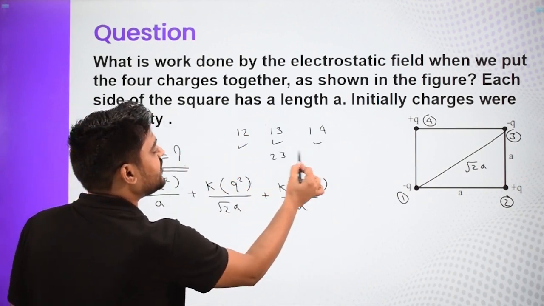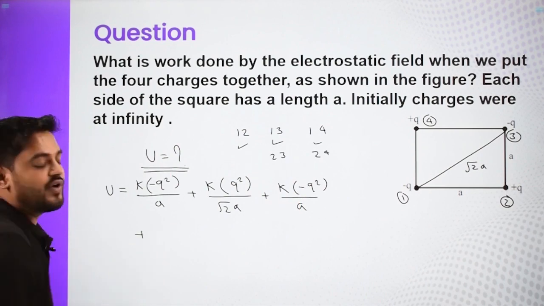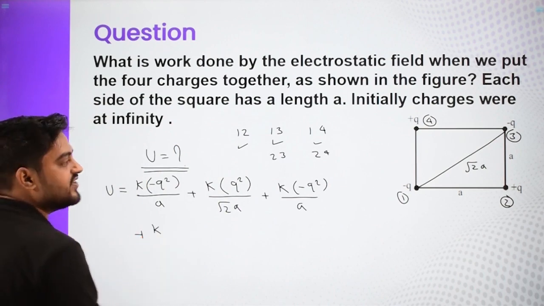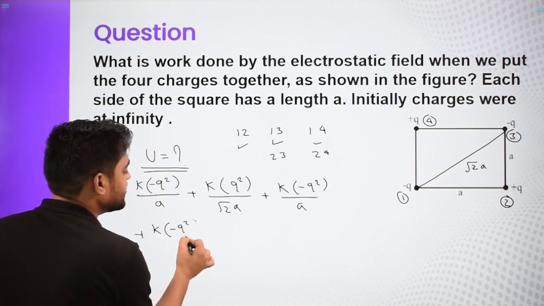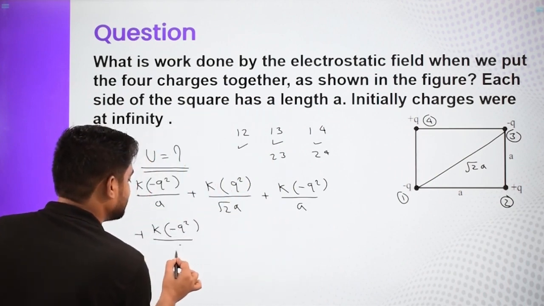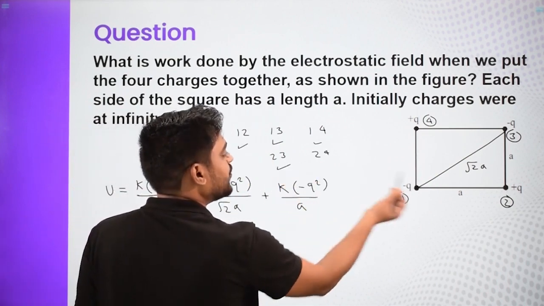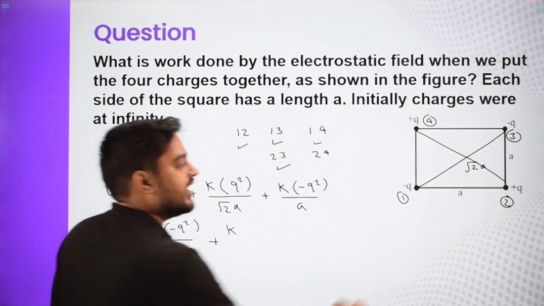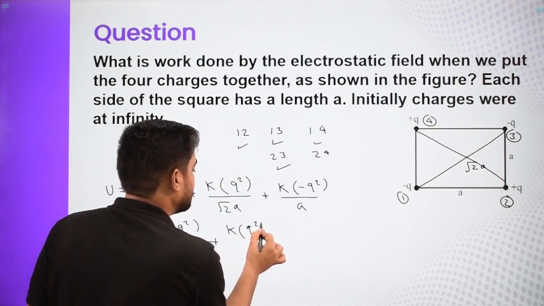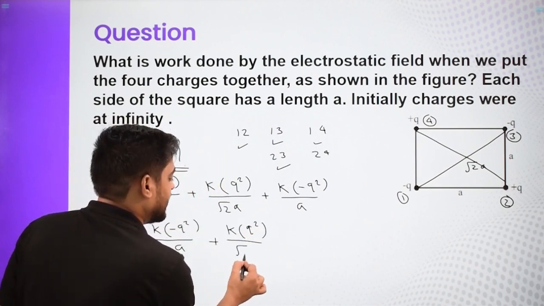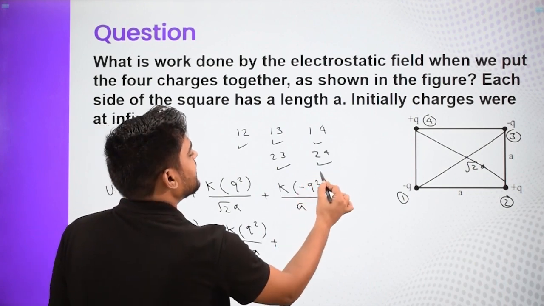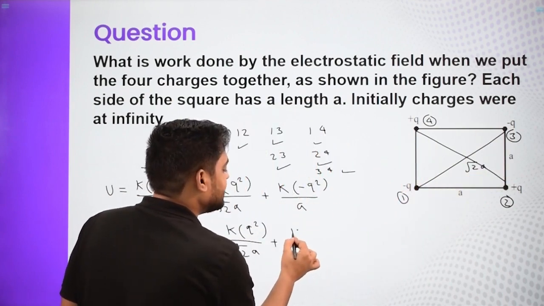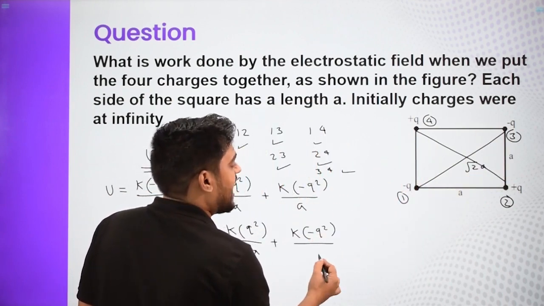Next is 2 with 3 and 2 with 4, right? So plus, 2 is this. So this with that. So K, product of the charges, which is minus Q square, because one is negative, one is positive, divide by the distance, which is a, plus, now 2 with 4. So again here the distance is root 2a. And K, Q1, Q2, so again both of them are positive. So K, Q square by root 2a. So this is also done. Last is 3 with 4 left. So let us write this and that. So this is again K, Q1, Q2, which is minus Q square by R, which is simply A.